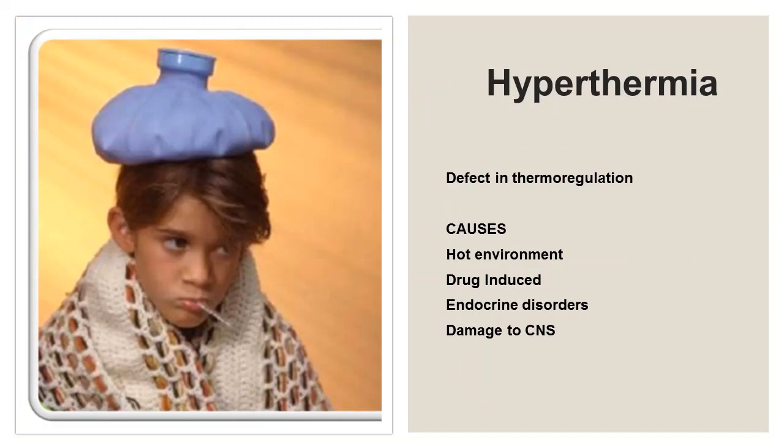Hyperthermia. Hyperthermia is a defect in our body's response to heat. That is, it is a defect of the thermoregulatory mechanism of the body. It is usually caused by external sources such as being in a hot environment. There are many causes of hyperthermia. Some of these are heat stroke, drug-induced hyperthermia, serotonin syndrome, some hormonal disorders, and sometimes brain damage or brain injury can cause hyperthermia.